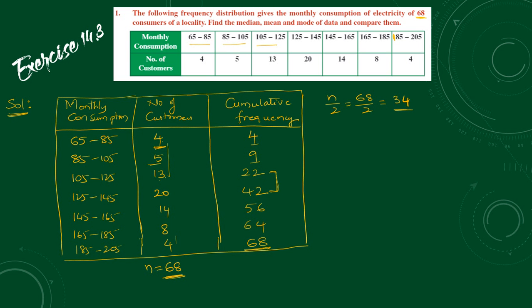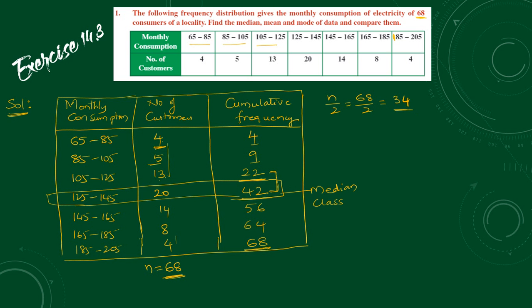That means, till here how many observations are completed? 22 observations. That means after completion of these 22 only, we are going to have the 34th one. So the 34th will be present in this interval, right? So this particular interval is nothing but what we call the median class. Understood?